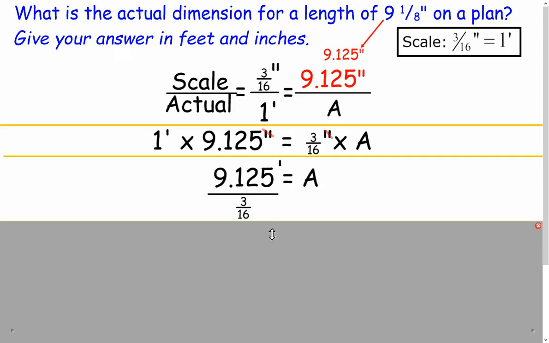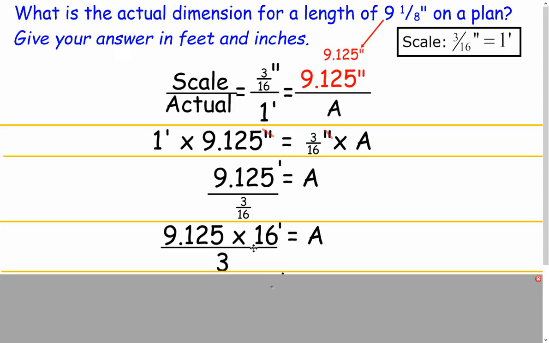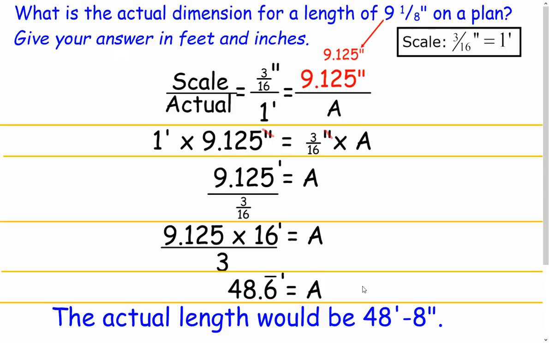We're going to divide both sides by 3/16. Remember, when you divide by a fraction, flip it over and multiply. So we're multiplying by 16 and then dividing by 3, and that's going to give us 48.6 repeating feet. And if you put the 6 repeating times 12, you're going to get 48 feet, 8 inches.